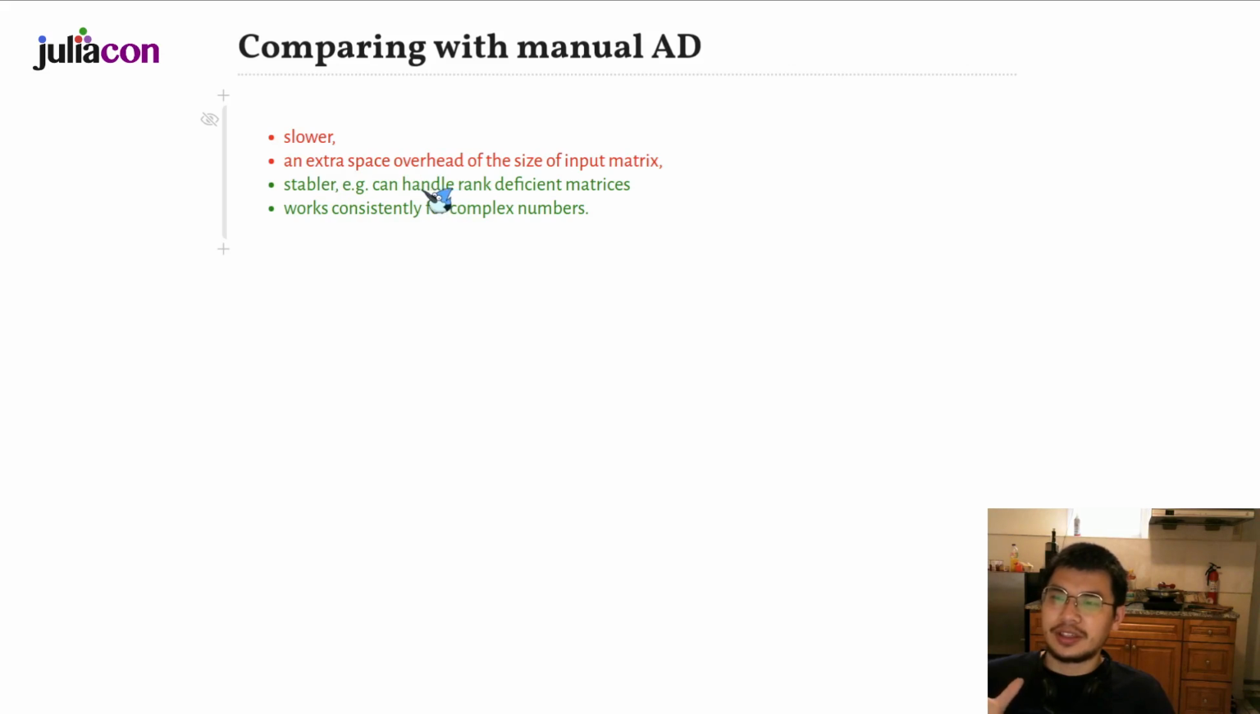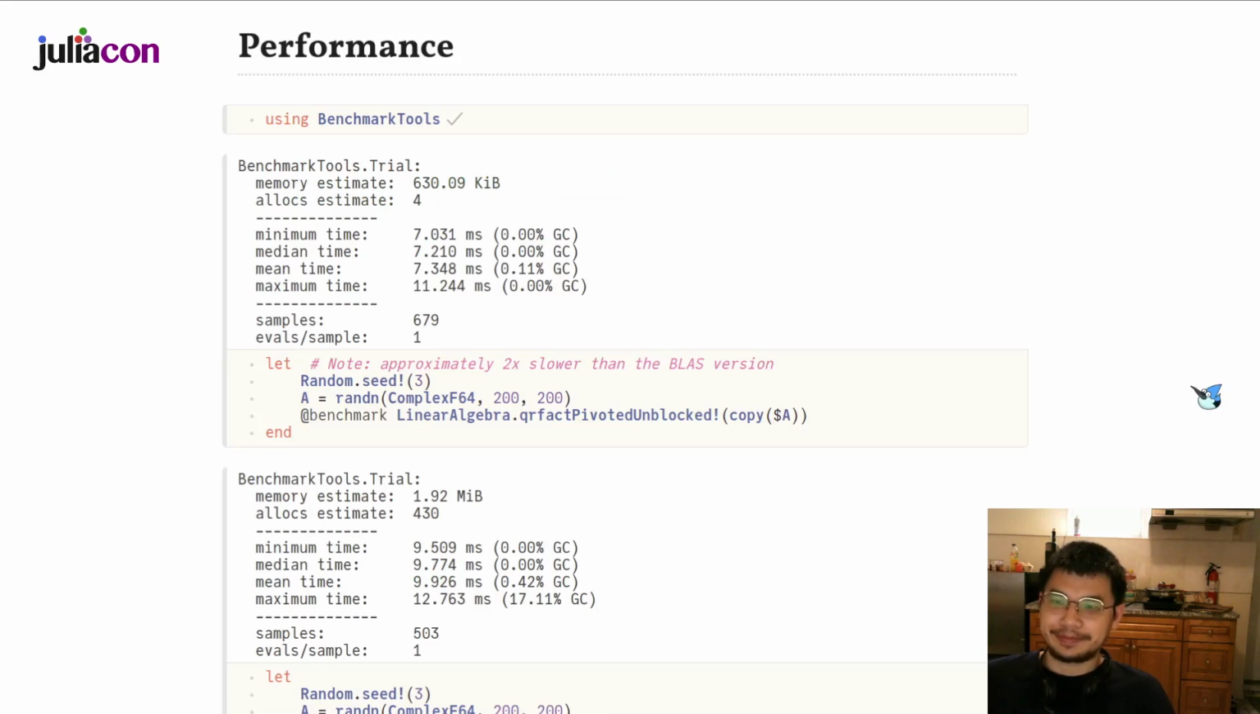And there are also advantages. One is that instruction level automatic differentiation is stabler. This is because it can handle rank deficient matrices. I did not expect this to be true, but it turns out to be true. The rank deficient matrix can be handled very perfectly. Well, also for complex numbers.